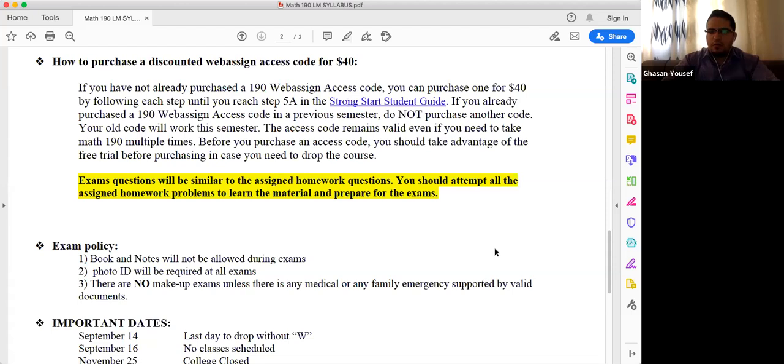The homework will be on the Webassign. Someone asked me whether to turn any homework in the Blackboard. No, we're going to use the Webassign for the homeworks only, not the Blackboard. No homeworks in the Blackboard.